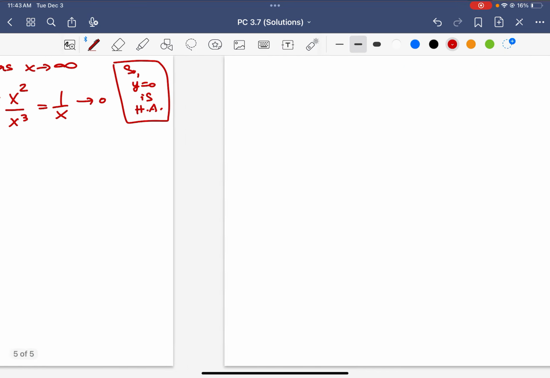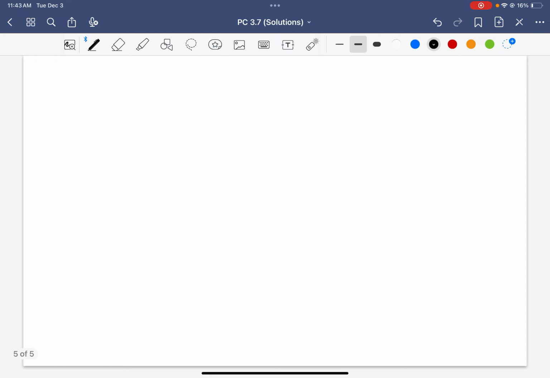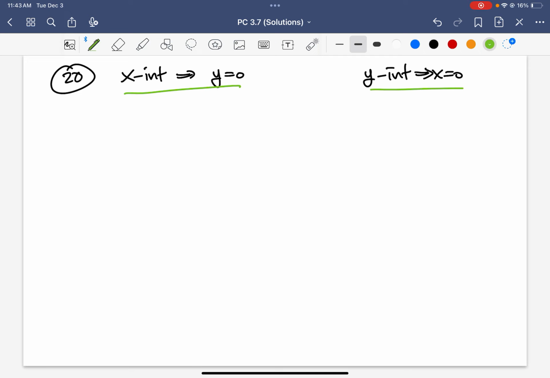So then we look at 20. So 20 wants to find the x-intercepts and the y-intercepts. Well, you know that the x-intercepts are where y equals 0, and the y-intercepts are where x equals 0. I would write that down every time I do it so that I don't mess things up.